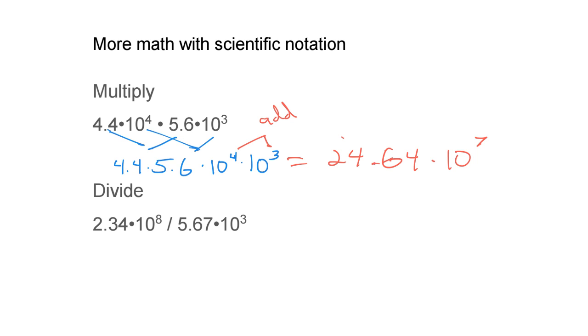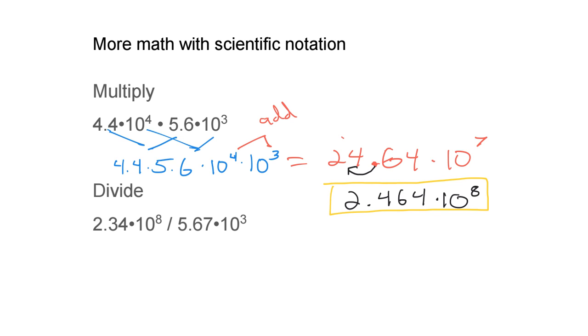So 24.64 times 10 to the 7th. But that's not full scientific notation because 24 is not a number between 1 and 10. We need to move the decimal place one more spot, making this 2.464. And then we're going to add 1 to our exponent here to make up for that. So now times 10 to the 8th. 2.464 times 10 to the 8th. And if we were dealing with significant figures, we'd round that to just 2 decimals there. All right, just trying to put a box around that.